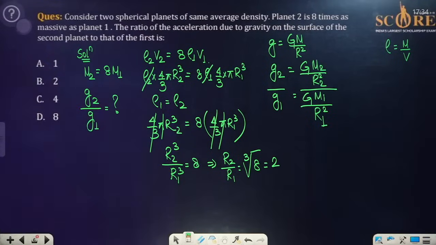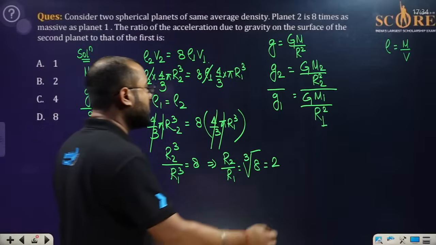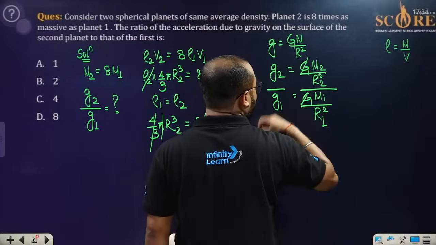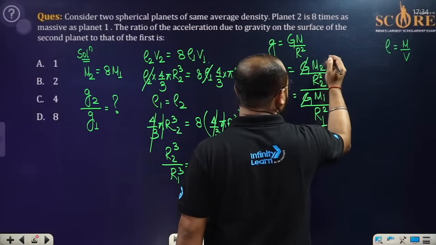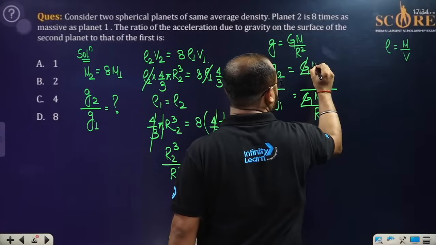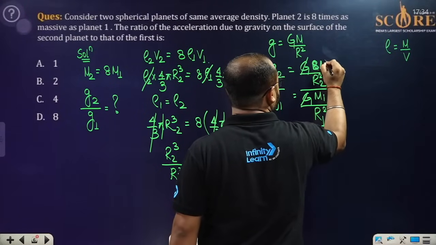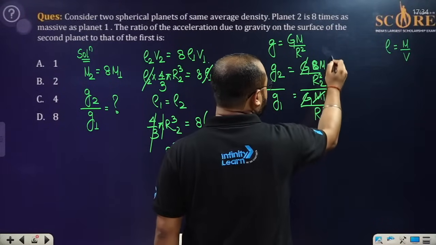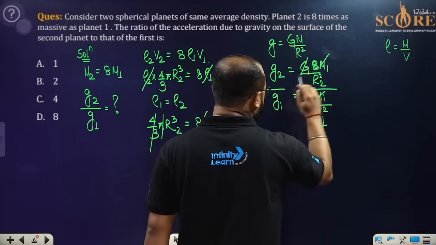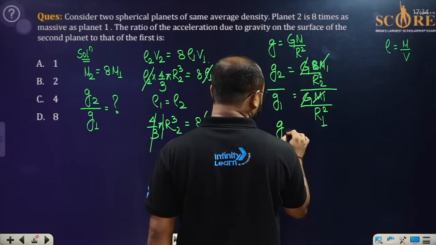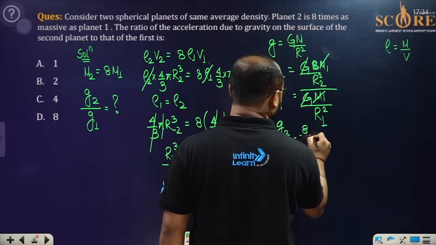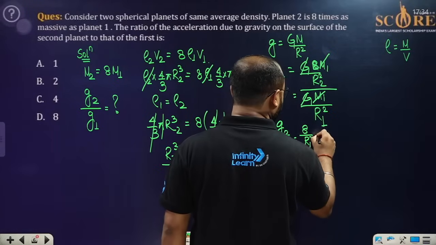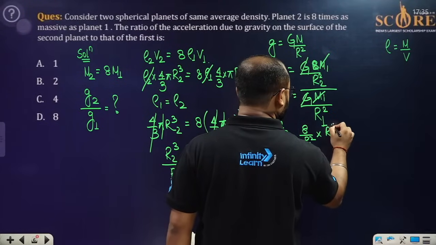Now as you can see over here, there are a lot of things that we can cancel out from this. So what are those things? This G and this G cancel out. This m2, instead of writing m2, I can write 8 times m1. Fine, so this m1 is cancelled out. Now what we can say is that g2 divided by g1 can be written as 8 by r2 square multiplied by r1 square.